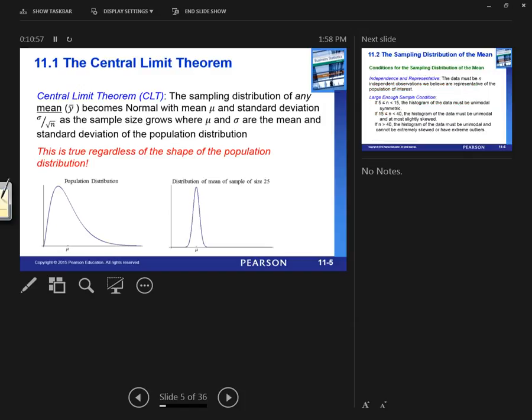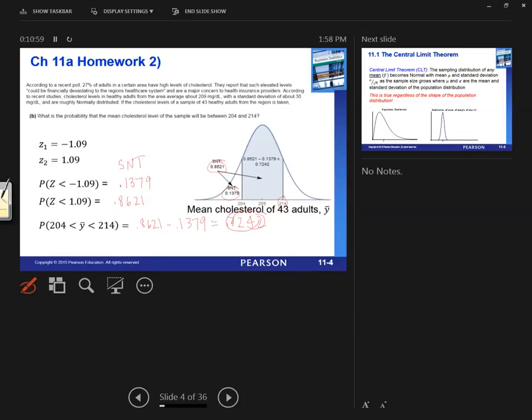So what does that tell me? It tells me that if I take a sample of n equals 43, from a population where the average was 209 and the standard deviation was 30, then the probability that the sample mean from those 43 adults is between 204 and 214 is 0.72.